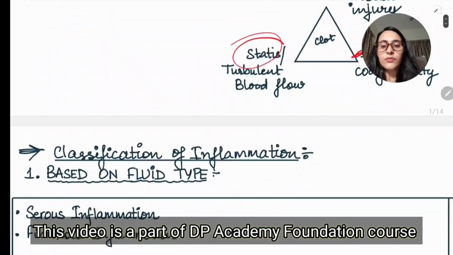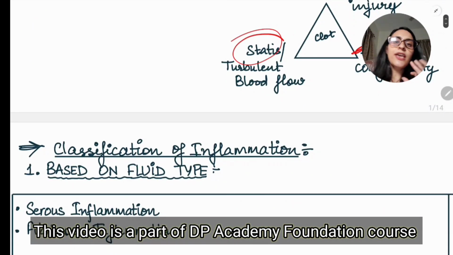Virchow. Now coming to the classification of inflammation, we have already discussed that there are two kinds of inflammation. One is acute inflammation, another is chronic inflammation. But before starting with acute and chronic, let's study other types of inflammation. The first one is based on the fluid type, that means what kind of fluid is released by the inflammation.